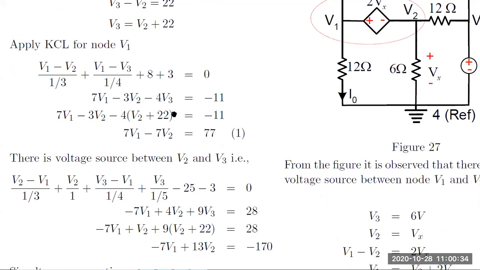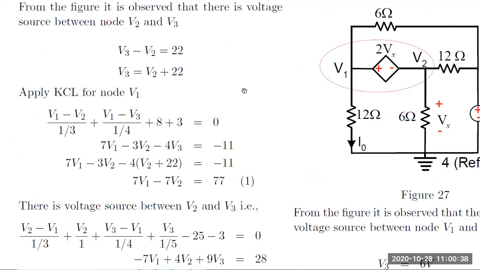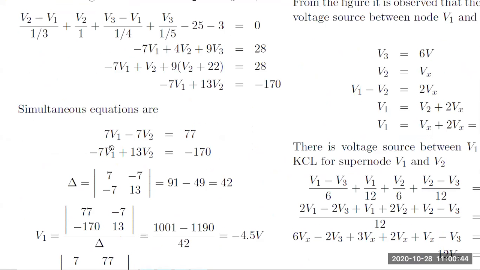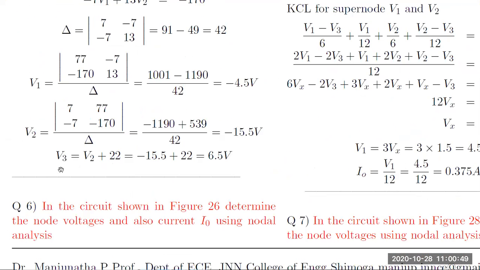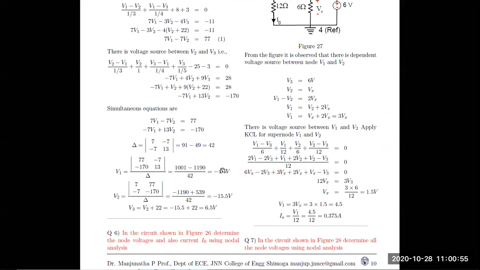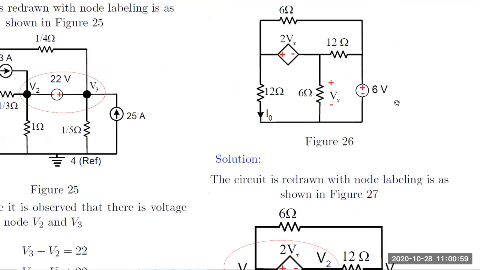So the next thing is to simplify this. We have equation 1 and equation 2. Solving these two, we will get V1 and V2, and then substitute to get V3. Like that. Next, I have this one.